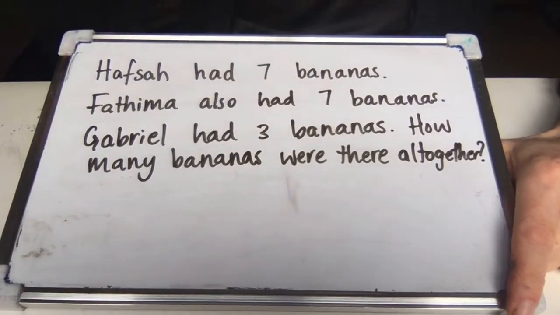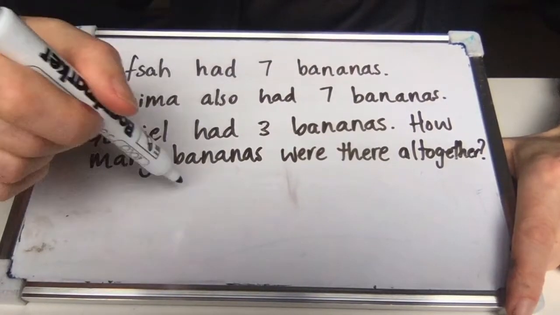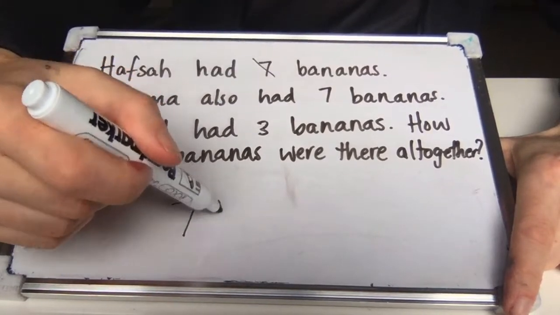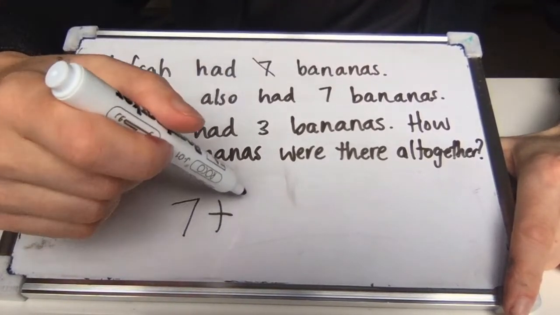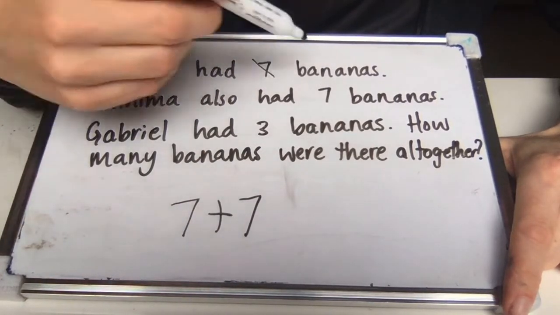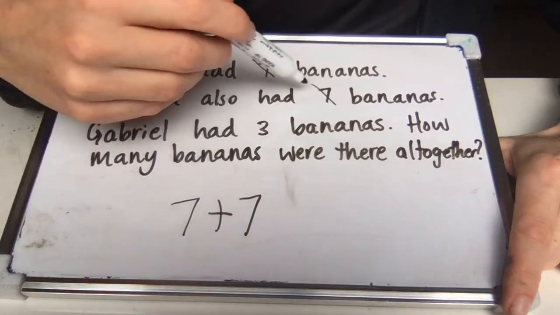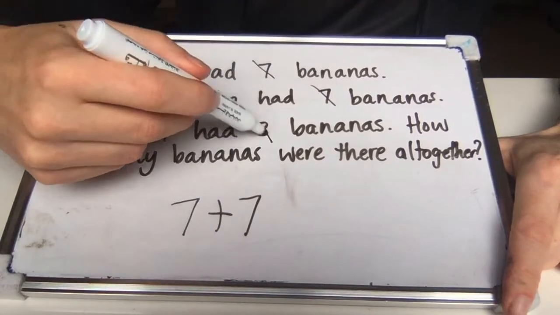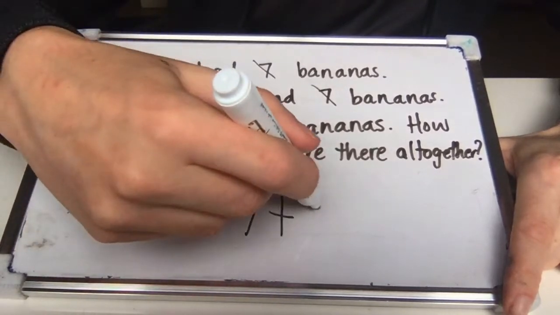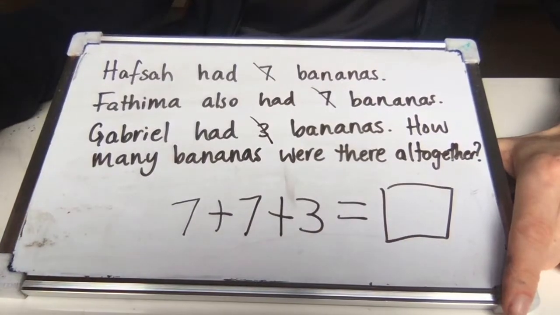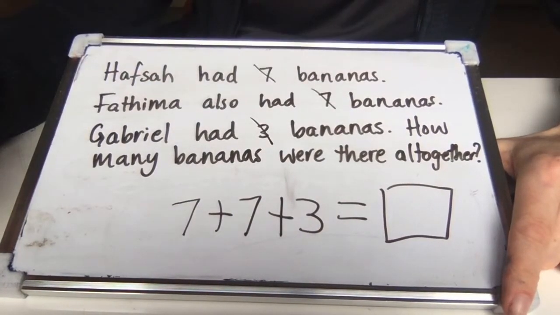Some people would look at this and write it into a number sentence. I know Hafsa has 7 bananas, there's 7. And then we could add Fatima's bananas, she has 7 also. I'm just crossing them out to make sure I know I've already written those ones down. And then Gabrielle had 3 more. How many bananas did they have altogether?